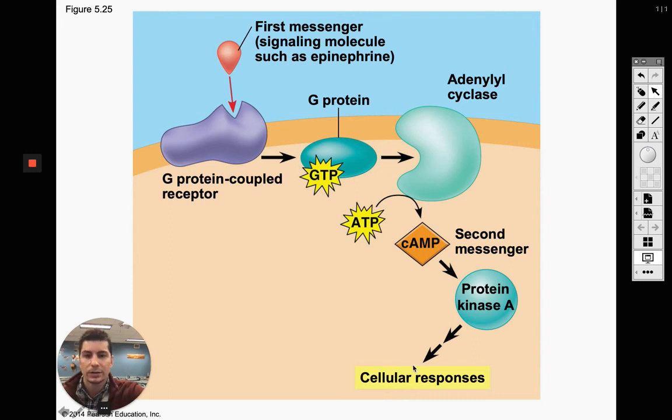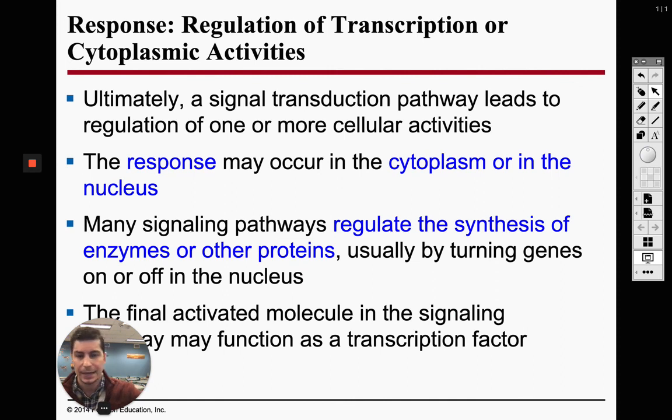So we're just adding more characters into this. It started off very simple with our G protein or our ligand gated, and now we're just adding things on to show how we're going to get that cellular response in the end. Okay. So where's the response going to be? Could be in the cytoplasm, could be in the nucleus. It could be anywhere. It doesn't have to be outside of the cell. It could be inside the cell. Most of the time it is going to be inside of our cell.